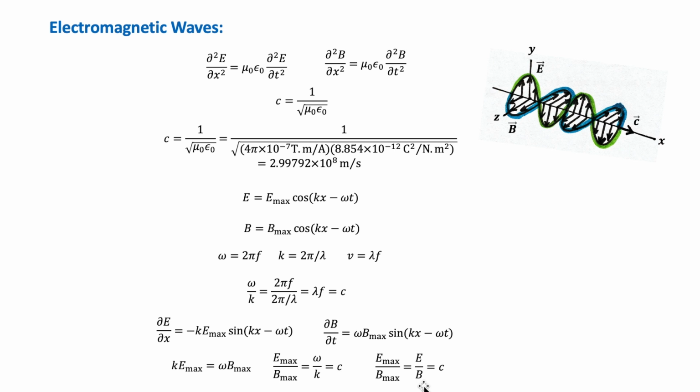Also note here that because the differential equations involving E and B are linear equations, electromagnetic waves obey the principle of superposition, which means that we can add two waves of the same frequency and polarization by adding the magnitudes of the two electric fields algebraically, okay?